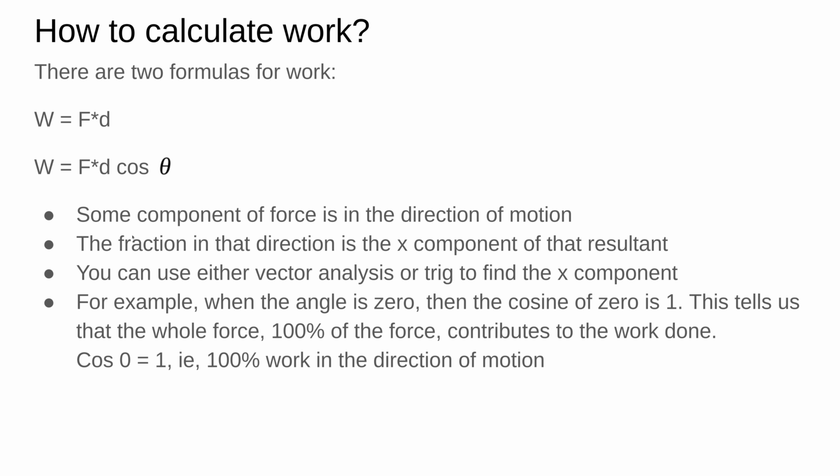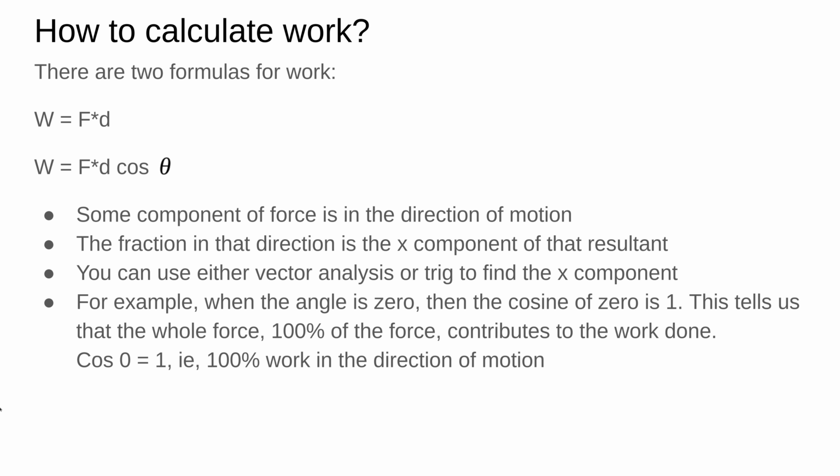Some component of force is in the direction of motion, and the fraction in that direction is the x component of the resultant vector. You can use vector analysis or trigonometry to find the x component. When the angle is 0, the cosine is 1. The whole force, 100% of the force, contributes to work done. Since cosine 0 is 1, and 1 is 100%, that's work in the direction of motion.